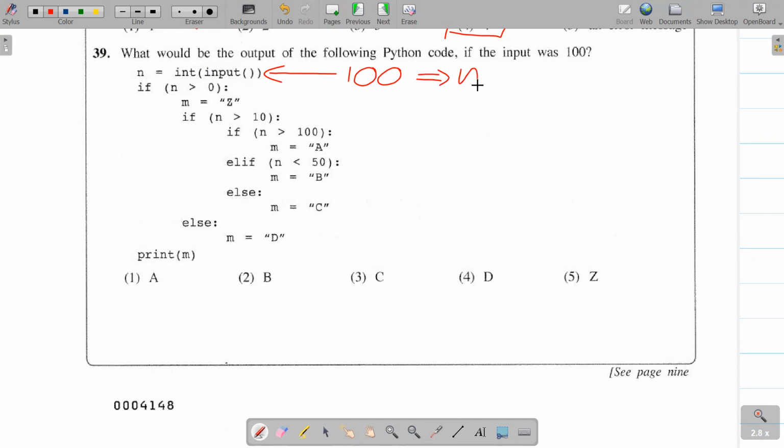So first it checks whether n is larger than 0. Is n larger than 0? Yes. Then it says assign z to m. So n is 100. m holds the string z.